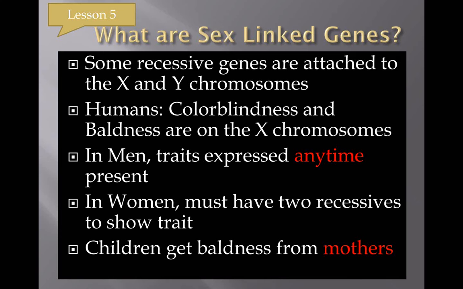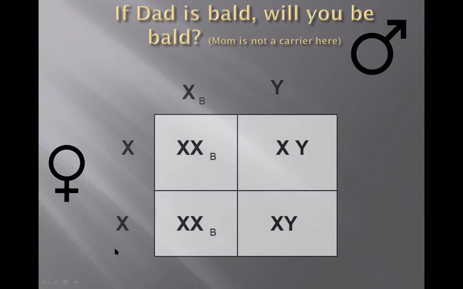Some recessive genes are attached to the X or the Y chromosome. That's why they're called sex links. As you remember, X and the Y chromosome are the sex chromosomes. In humans, color blindness and baldness are on the X chromosomes. In men, these traits are expressed anytime these are present. In women, they have to be double recessive for those traits to show up, or it shows up in their mothers. For example, if Dad is bald, will you be bald?